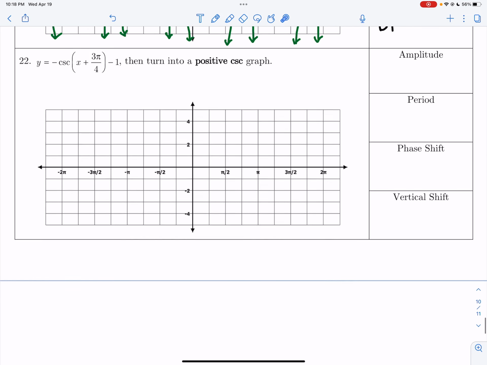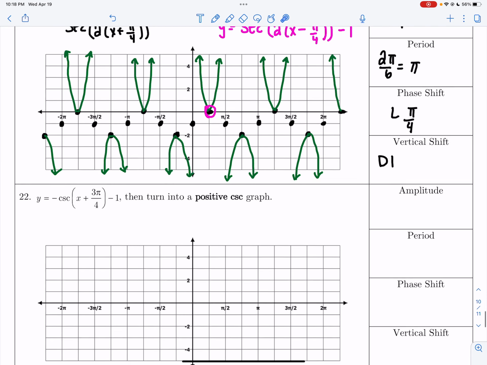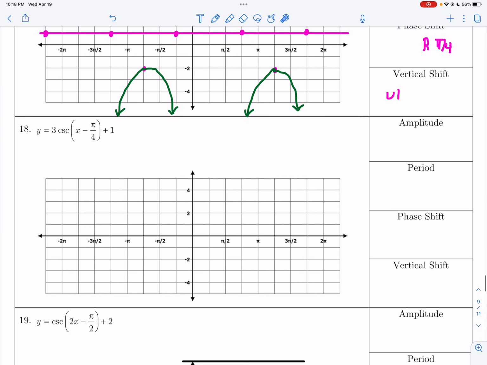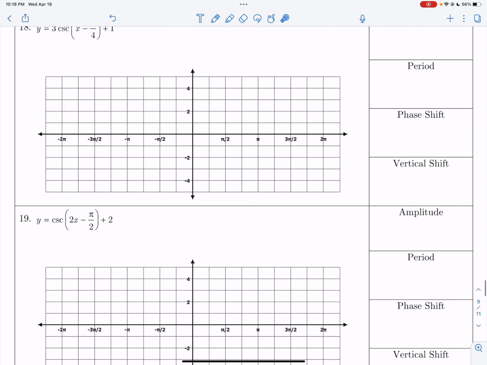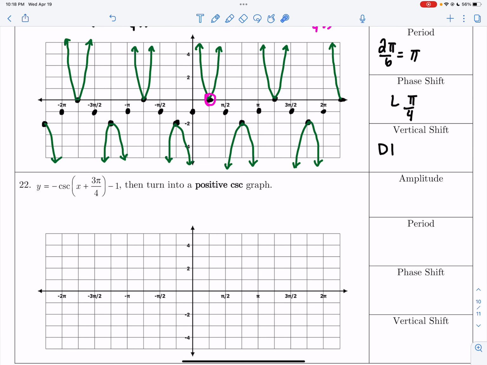All right. I'm not going to do 22. I think you guys can do that. And then I'm not going to do the others, but you can check the student notes folder for the work and the key for those.